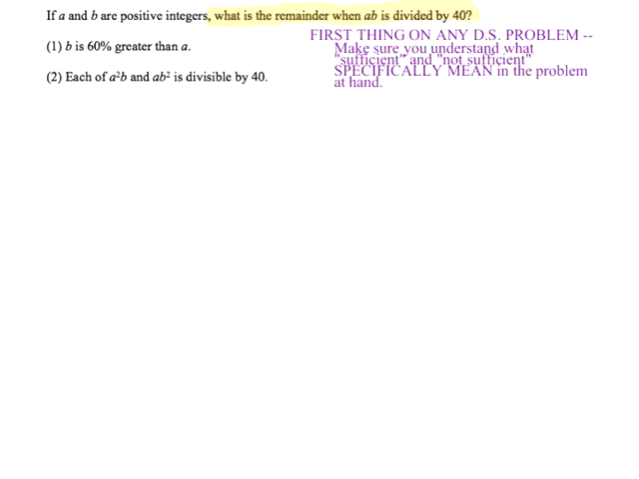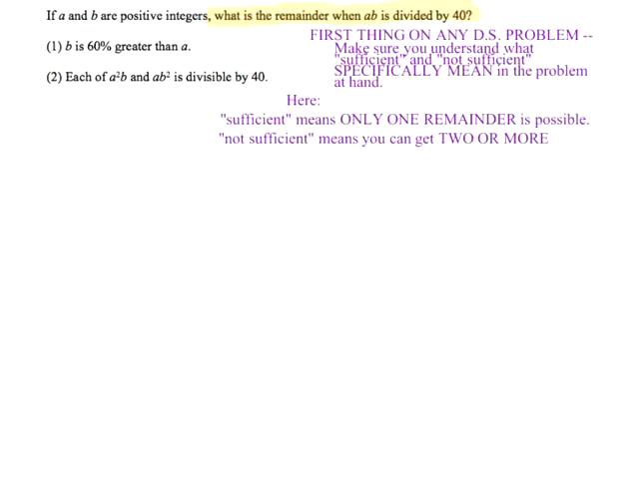So if it is a yes/no, you don't want to stay in terms of yeses and nos. If it's a value question, you don't want to just say, oh, it's a value question. You want to actually say, what am I trying to find? So like here, sufficient means that only one remainder is possible. Make sure you get that in your head at least. You may even want to write it down just so that it's a focus for your attention. Not sufficient means you can get two or more different remainders.